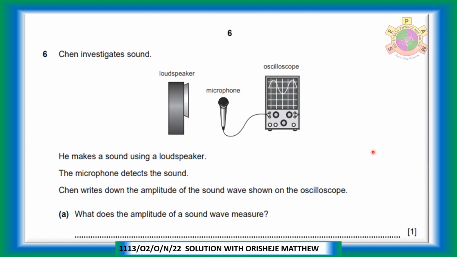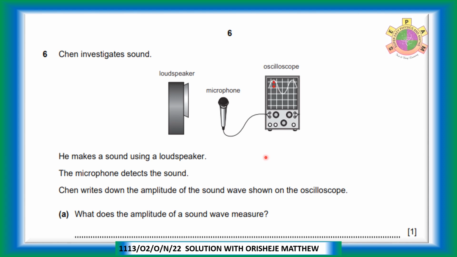Shen investigates. He makes a sound using a loudspeaker. The microphone detects it. Shen writes down the amplitude of the sound wave shown on the oscilloscope.